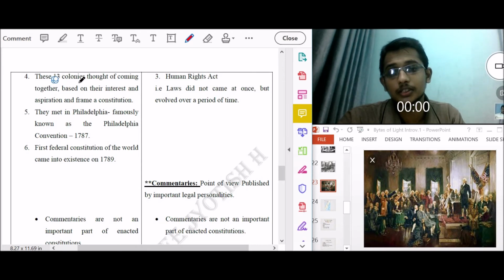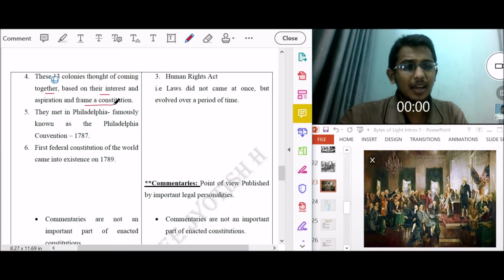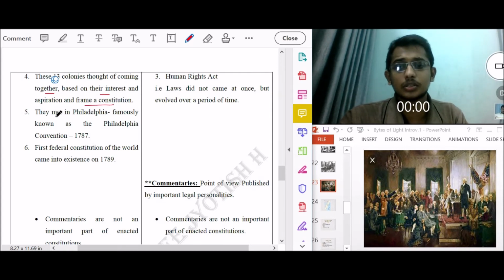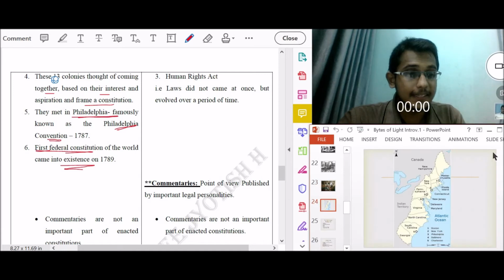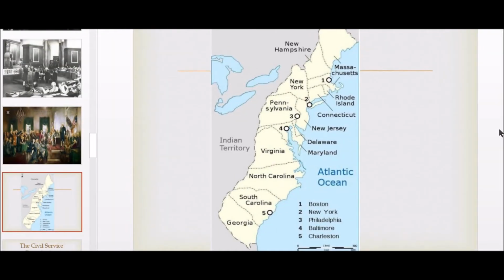So these 13 colonies thought of coming together based on their interest and framing a constitution. That is, they came together to enact a constitution. They met at Philadelphia, famously known as the Philadelphia Convention. So this is the picture of the Philadelphia Convention. And the first federal constitution of the world came into existence in 1789. These are the 13 colonies, as you can see here. These are the first 13 colonies in USA which came together. Then only the rest of them formed. You can see here, you can read.